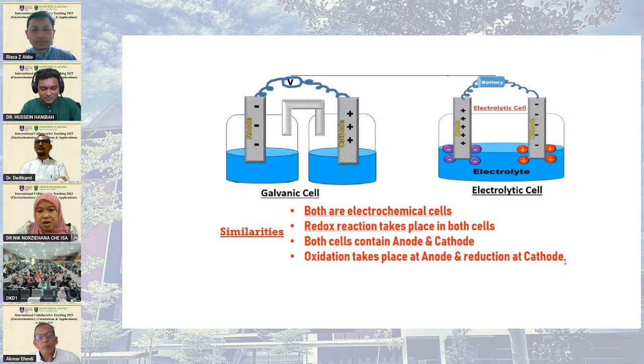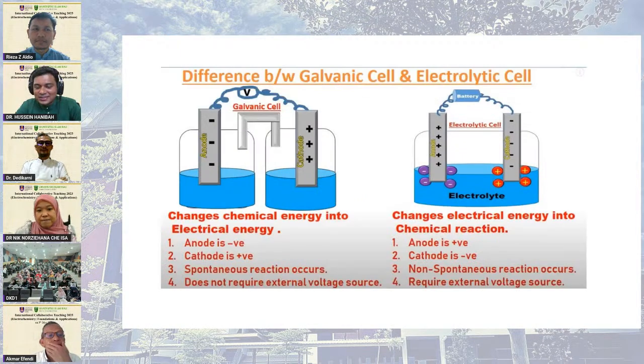For both electrochemical cells, redox reactions take place. Here we can see both cells contain an anode and also a cathode, where the redox reactions take place. The oxidation always takes place at the anode, and the reduction always takes place at the cathode, in both the galvanic cell and the electrolytic cell. So these are the similarities of these two electrochemical cells.